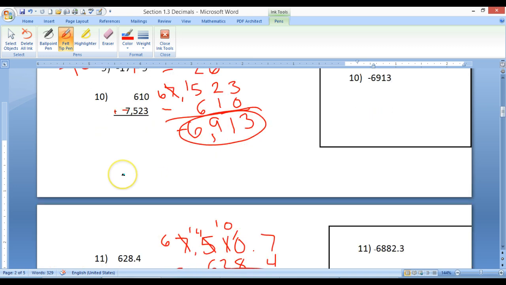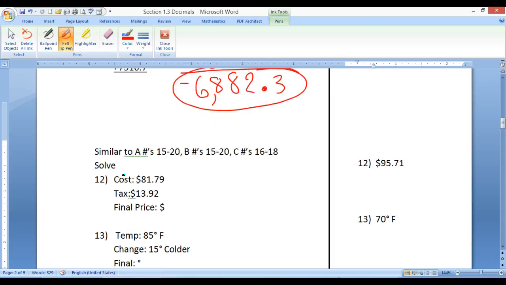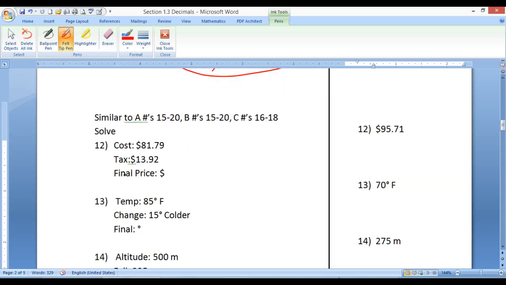And there you go. That's a recap of how to subtract. Now let's come down to some of these story problems. We have something that costs $81.79. Tax was $13.92. We need a final price.